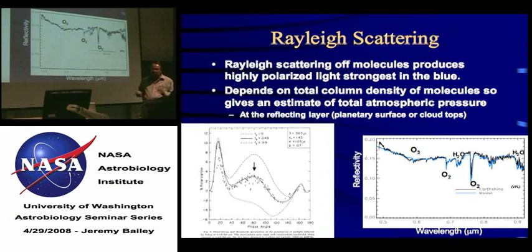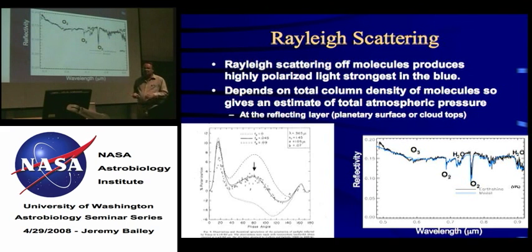And in fact, there are absorbers in the Venus atmosphere which absorb in the ultraviolet, which would actually bring the spectrum down, so you'd be competing with that. But in the polarization curve, you can clearly see the signature of Rayleigh scattering. And what you can measure from that is an estimate of the total atmospheric pressure.